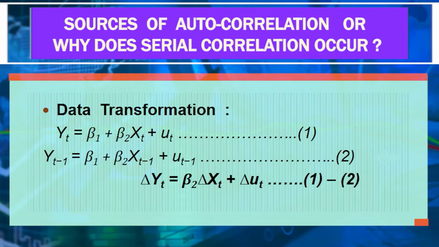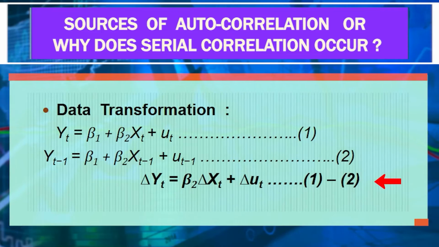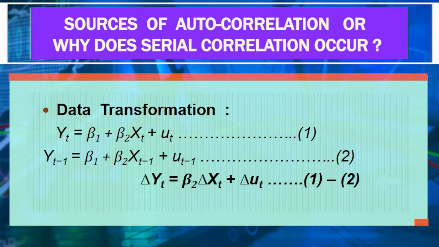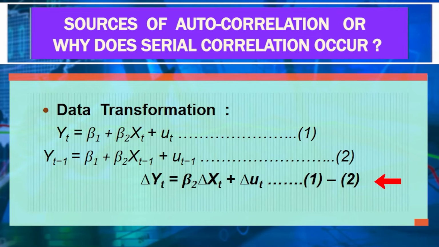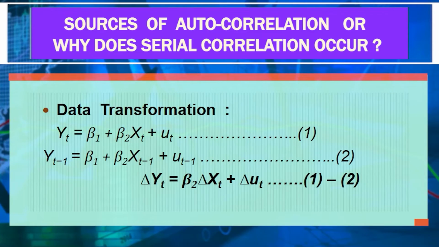So if I take the difference between 1 and 2, that is subtracting 2 from 1, I get delta yt, which is yt minus yt minus 1, and then I get beta 2 as a common factor. Beta 1s are getting cancelled out, and I get delta xt and finally delta ut. So this transformation explains how the sources of autocorrelation can come up. And finally, we can say that this type of transformation may invite the problem of serial correlation. So hereby, we can also identify some of the major terminologies which will detect the problem of autocorrelation.